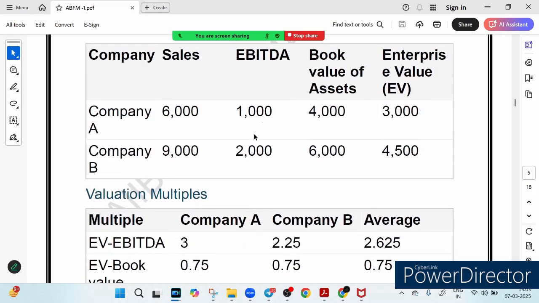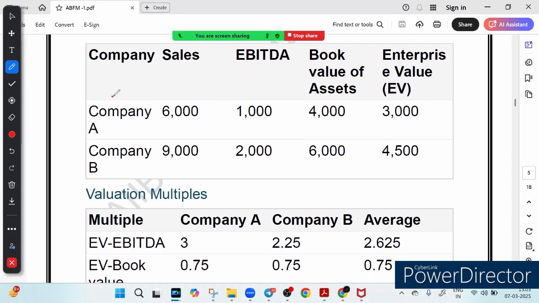So friends, for company A, here is the financial data. Sales is 6,000 crore, EBITDA, which is earnings before interest, tax, depreciation and amortization, is 1,000 crore, book value of assets is 4,000 crore, and enterprise value is 3,000 crore. Similarly for company B, the data given is 9,000, 2,000, 6,000, 4,500. So now let's calculate the valuation multiples.